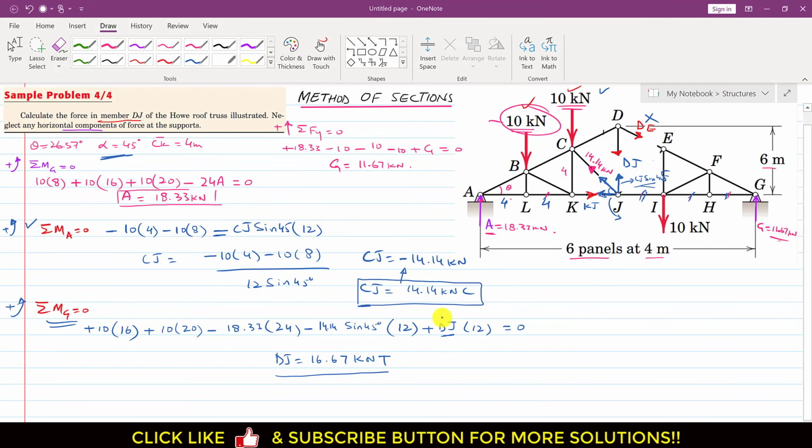So this is how we apply the method of sections to solve for the particular member force which is required to be determined. So this is the method of sections that we will apply in the coming problems.